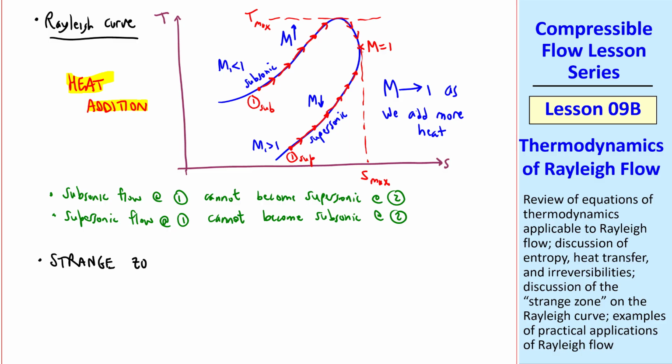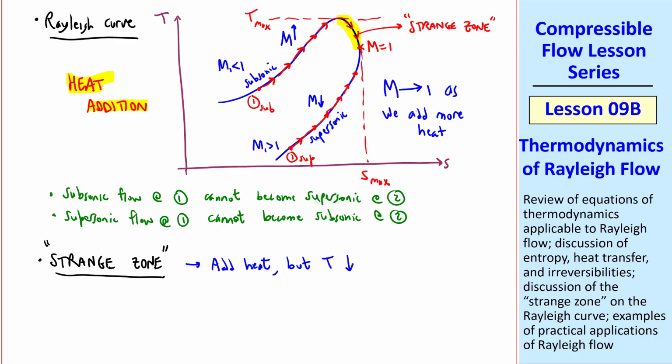Let me mention something that I call the strange zone, which is my notation. The strange zone is this region of the Rayleigh curve. It's strange because we add heat, but the temperature drops.